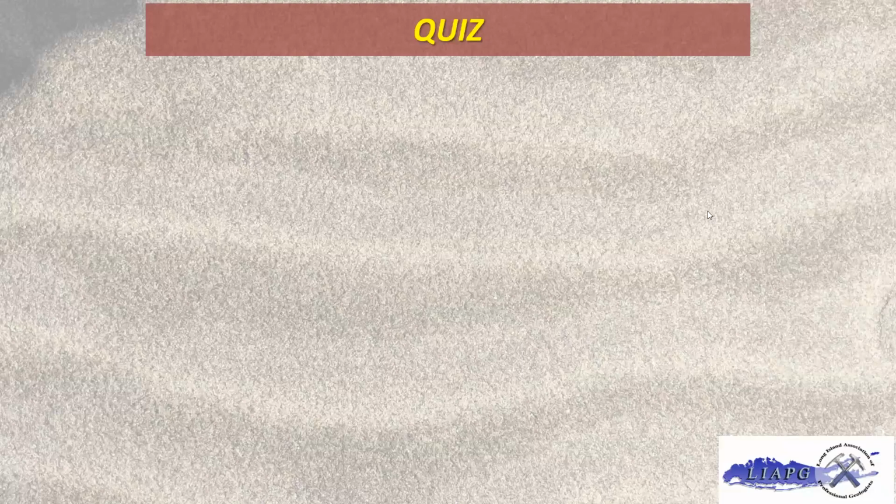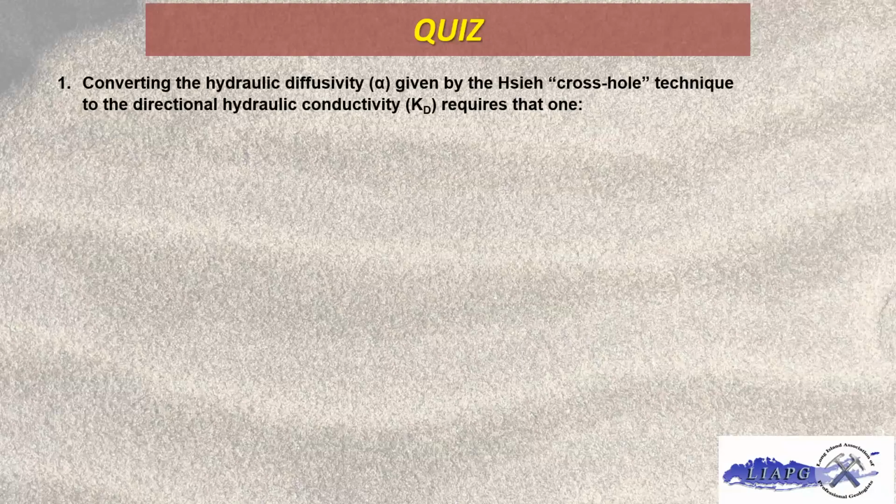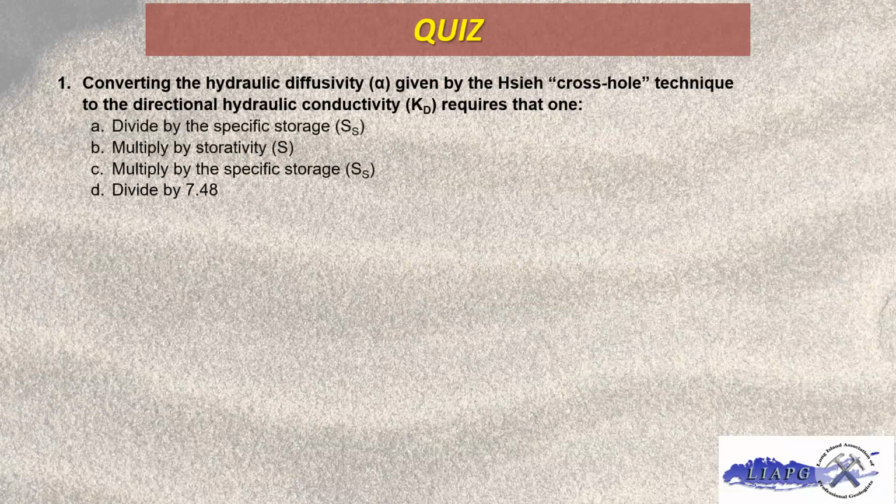Okay. All right. Three questions. If you care to answer, you can answer. When you put your answer in the chat, just put it like 1A or 1B or 1C, whatever. Okay, so the first question is, converting the hydraulic diffusivity given by the Hsieh cross-hole technique to the directional hydraulic conductivity requires that one divide by the specific storage, multiply by storativity, multiply by the specific storage, or divide by 7.48. I'll give you a second to throw your answers out there.